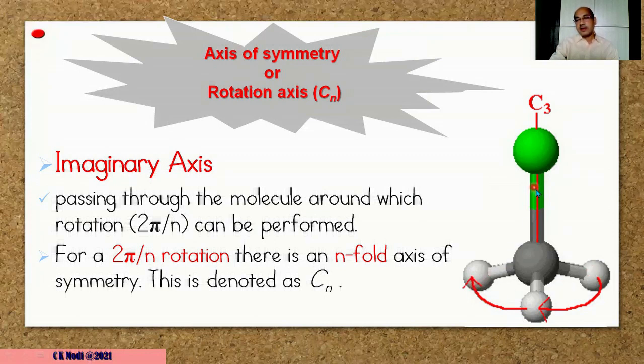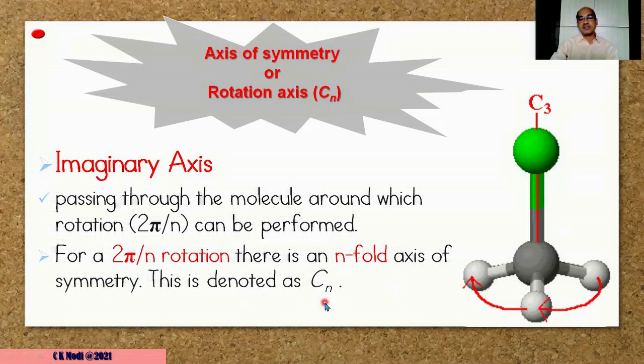So for example, if I perform these cyclic operations on this rotation axis at around 120-degree rotations, what will happen? This atom comes over here, these atoms come over here, and these atoms come over here. And the new structure is called the equivalent structure. So after performing cyclic operations, we rotate it by 120 degrees, these atoms come over here, and these come over here. So for 2 pi by n rotations, there is an n-fold axis of symmetry.